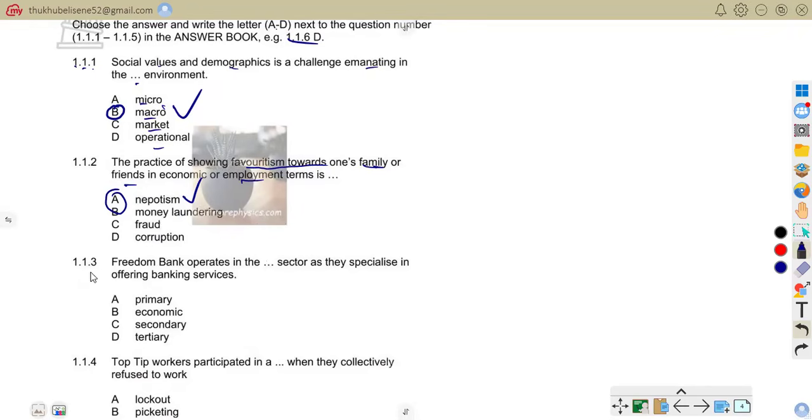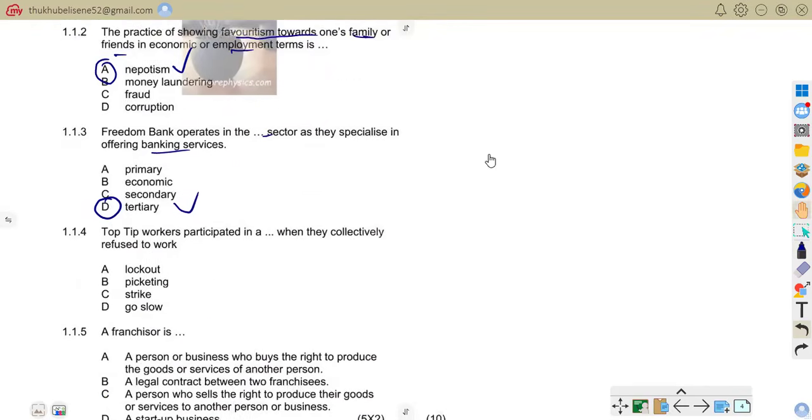Let us go to 1.1.3. Freedom Bank operates dash in the sector as they are specialized in offering banking services. So we have primary, economic, secondary, and tertiary. And the correct answer there is D, tertiary sector, because once we are talking about the services that are provided by businesses, all falls under the tertiary sector. So that is that.